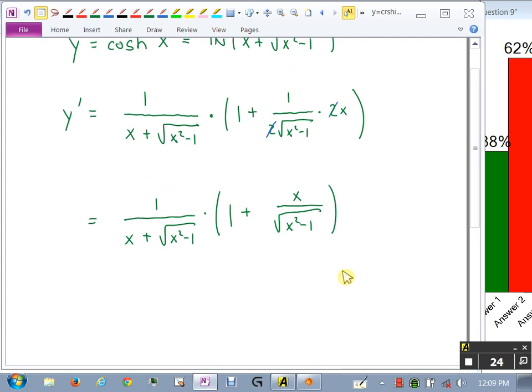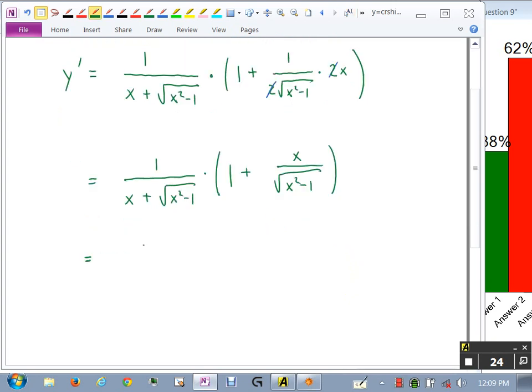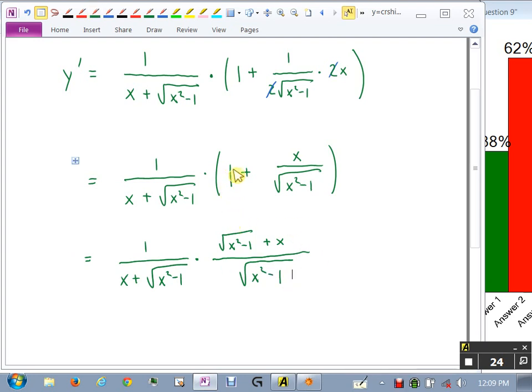Any ideas here on these two? Okay. I'm just going to write it the way it would become after I get a common denominator there. So all I'm doing is turning this 1 into root x squared minus 1 over root x squared minus 1, putting them together and giving me this.